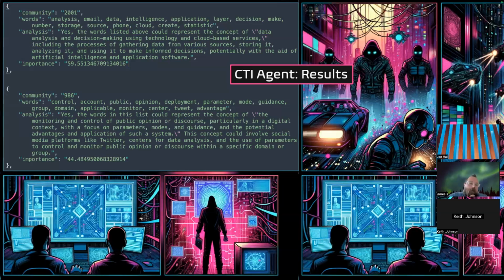And the other example here, Community 986, its top words are control, account, public opinion, deployment, parameter, mode, guidance, group, domain, applicable, monitor, center, tweet, advantage. And its analysis is the words in the list could represent the concept of the monitoring and control of public opinion or discourse, particularly in a digital context with a focus on parameters, modes, and guidance, and the potential advantages and application of such a system. This concept could involve social media platforms like Twitter, centers for data analysis, and the use of parameters to control and monitor public opinion or discourse within a specific domain or group.